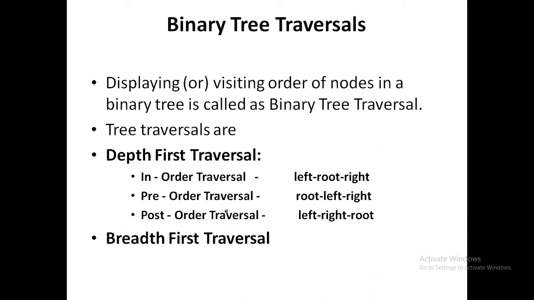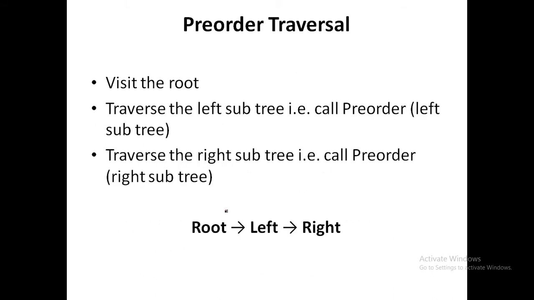Tree traversal means visiting all the nodes in a tree in some order. Tree traversals are depth first traversals and breadth first traversals. There are 3 types in depth first traversals: in-order traversal, pre-order traversal and post-order traversal. Pre-order traversal.